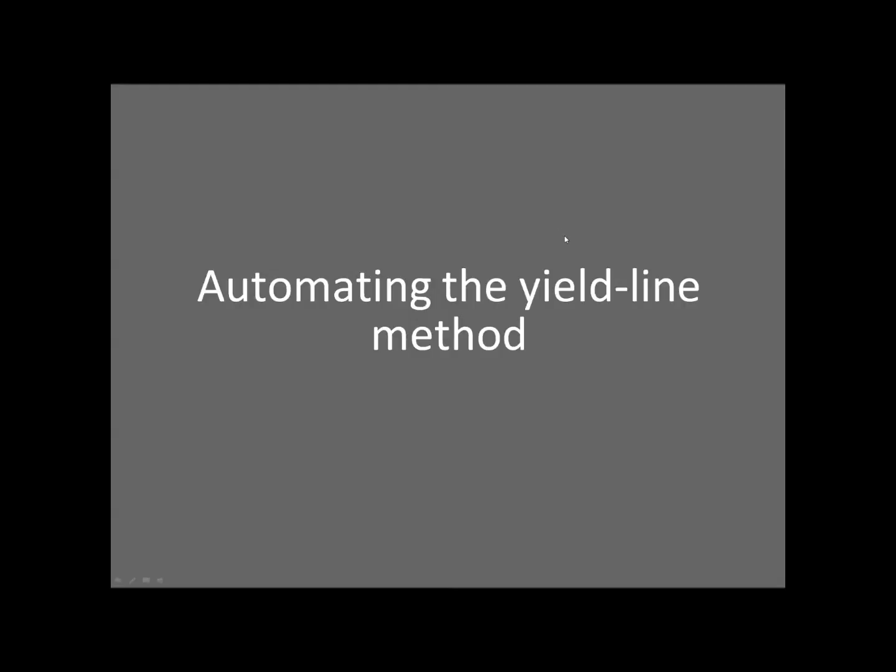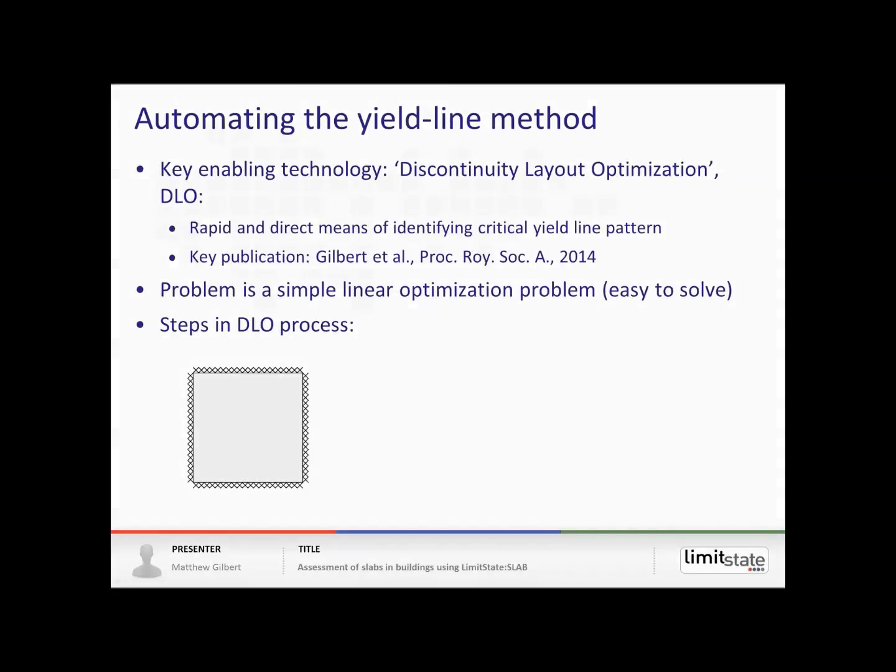Okay, so how do we do it? How do we automate the method? Well, we used something called discontinuity layout optimization. So it's a rapid and direct means of identifying the critical yield line pattern, and it's based on theory that was published in the Proceedings of the Royal Society. So it's a well-known science journal just last year.